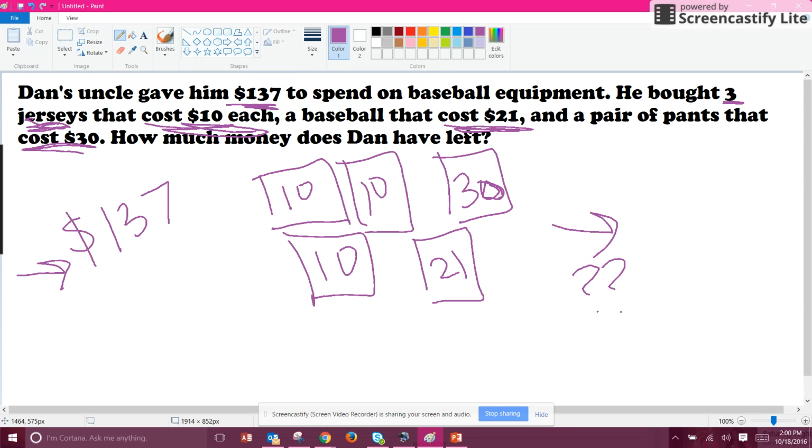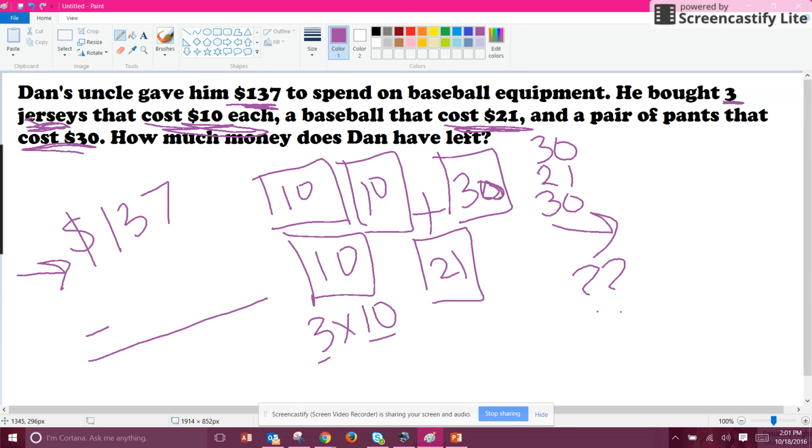So, by drawing it, I can see that I've got to add all of these guys together. And then once I know how much that is, I can take it away from the total amount. I could choose to multiply to get this amount: 3 times 10, 3 jerseys times $10 each. This all equals 30. Plus 30 for the jerseys, 21 for the baseball, and then 30 for the pants. Add them up.